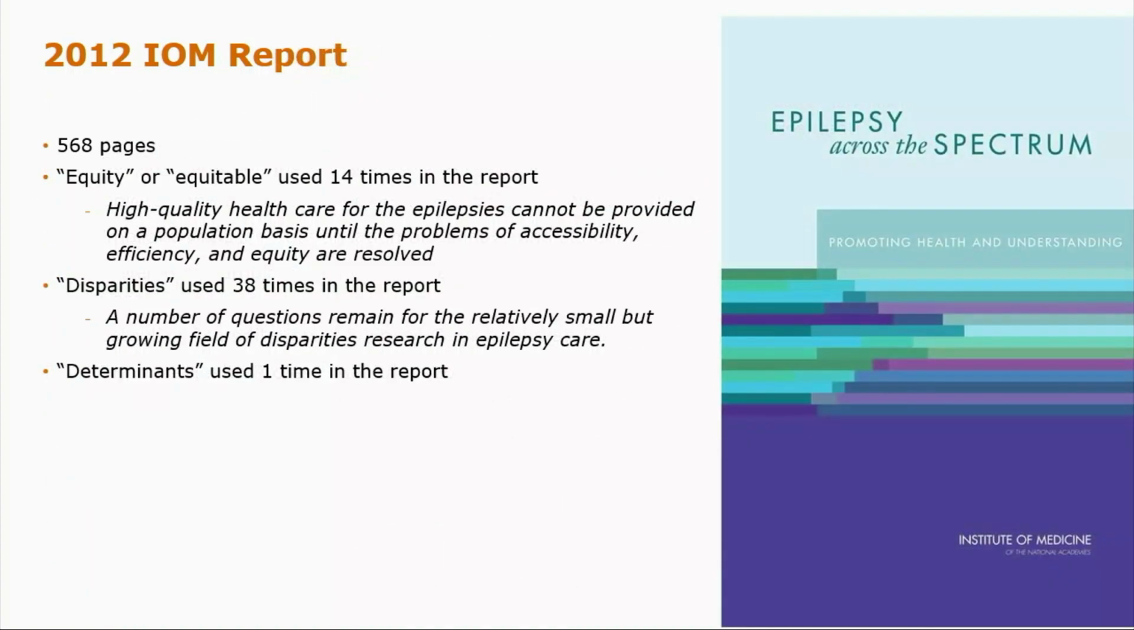The report from 2012 was 568 pages. I don't think anyone talked about how thick this was. So I did a little keyword search on the report. How often are we talking about equity and disparities directly in the content of the report minus the references? Equity was used 14 times, disparities 38, and determinants 1. I think if the report were to be rewritten today, we likely would see much different numbers.